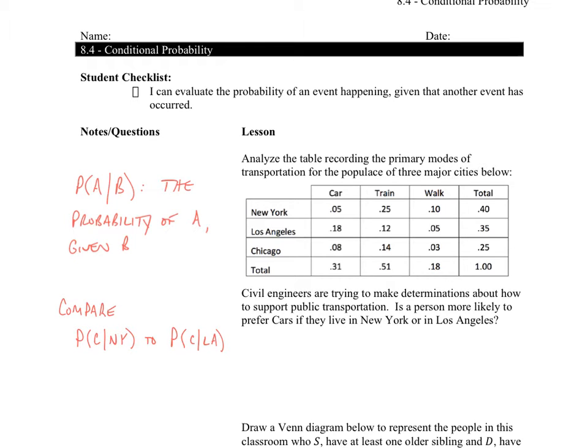So how do we figure these out? Well, let's first focus on the probability of a person taking a car or preferring a car if they live in New York. Let's figure out how this is going to change our probability, because if I just say, what's the probability that someone takes a car? That is 0.31, right? 0.31 out of 1, out of the total amount. So 31% that someone prefers a car. But this changes if it's given that the people are from New York.